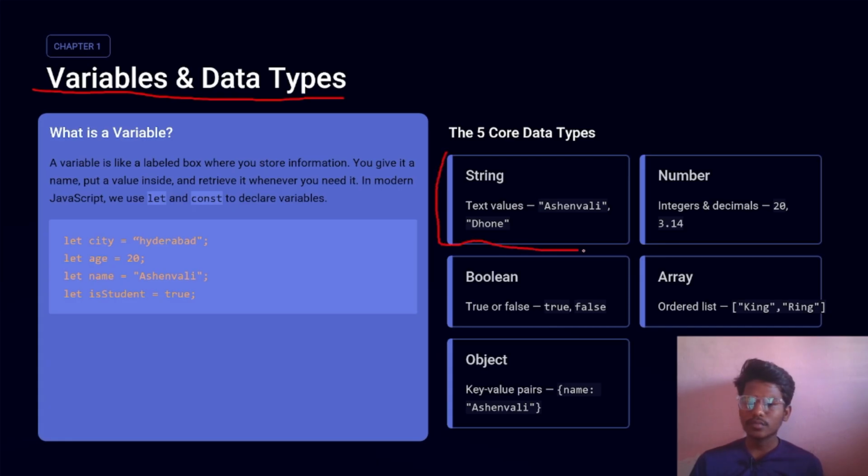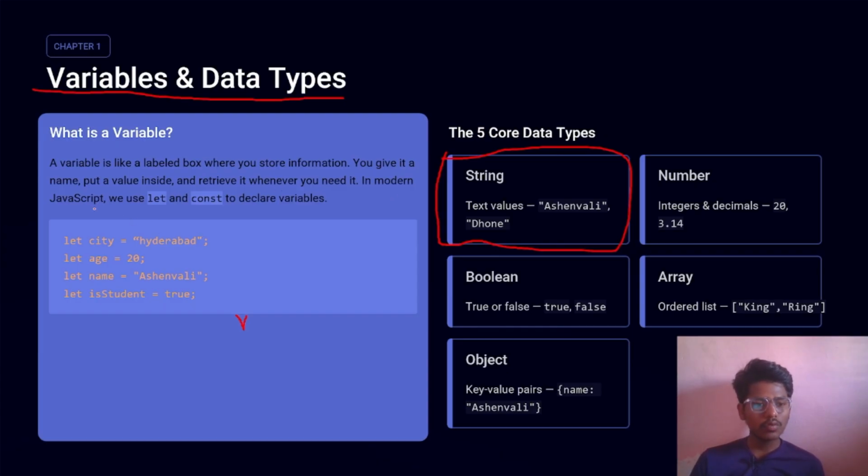Let's take this as the box. Some information is stored in this box. This box is known as a variable. Why is it known as a variable? Because it stores some information inside it. You give it a name, put a value inside, and retrieve it whenever you need.